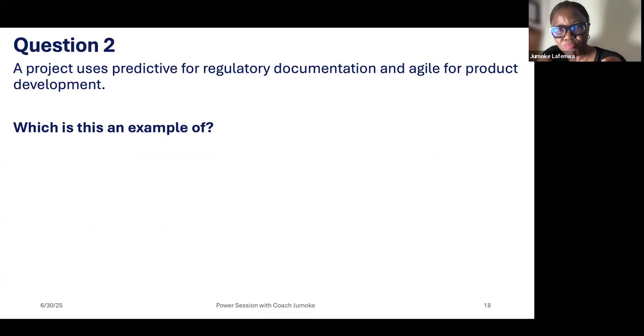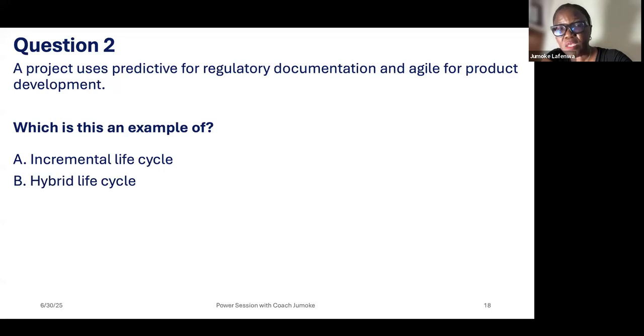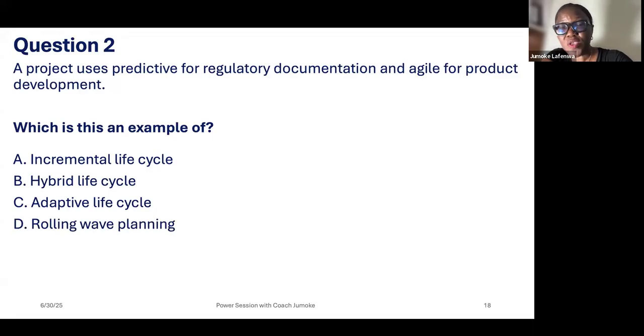A project uses predictive for regulatory documentation and agile for product development. Which is this an example of? A, incremental life cycle. B, hybrid life cycle. C, adaptive life cycle. D, rolling wave planning.